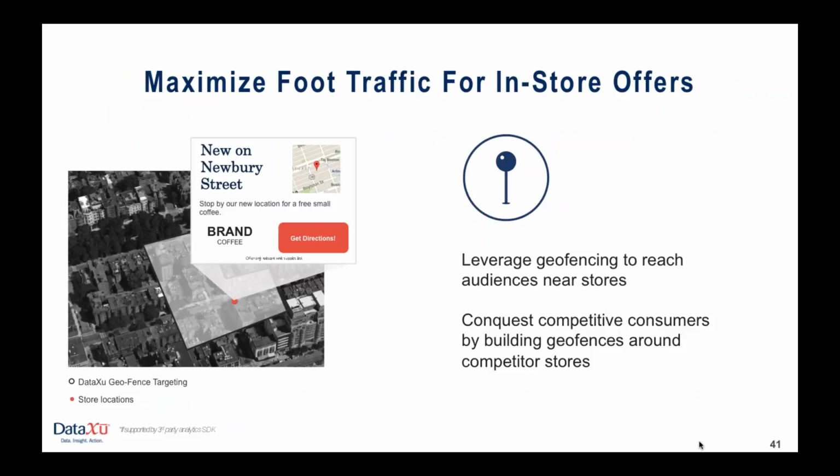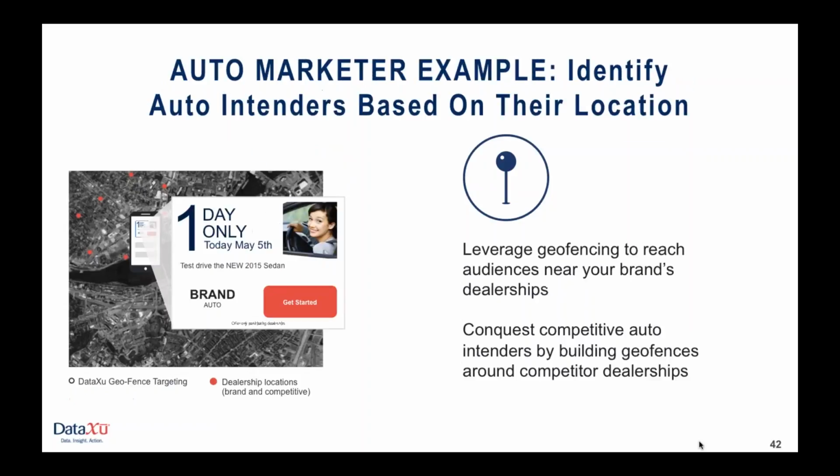One way of leveraging this is by targeting audiences near your own store or perhaps even a competitor store, and then tailoring your message to their mobile phones accordingly. Another way we could do this is to identify some auto-intenders around dealerships to message them about sales events or some sort of deals at the dealership as well.